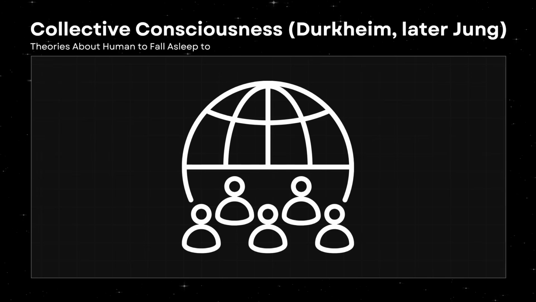Jung studied myths, dreams, and art from many cultures. He found patterns that kept showing up: heroes on journeys, wise old figures, shadowy doubles, and great floods. He called these patterns archetypes. Archetypes are not exact stories.